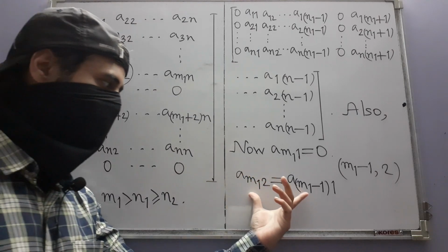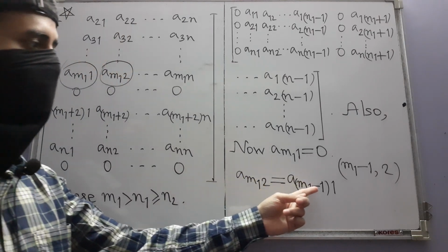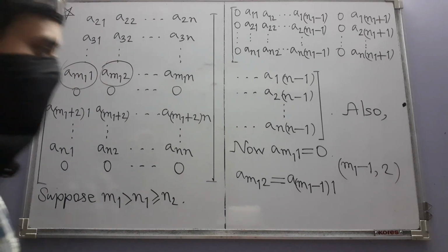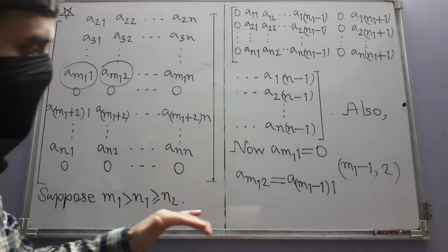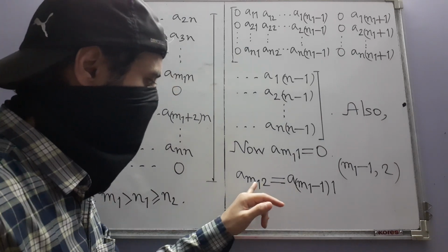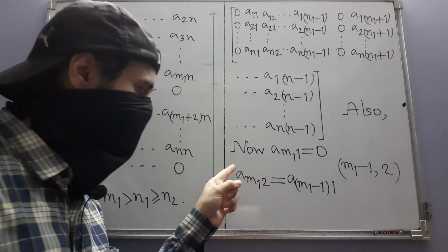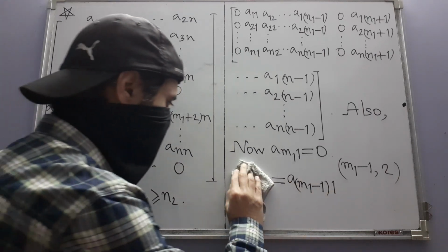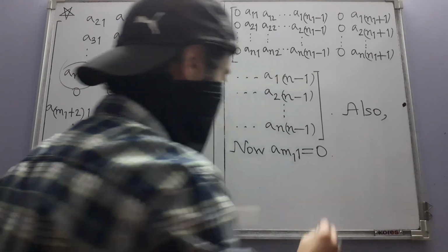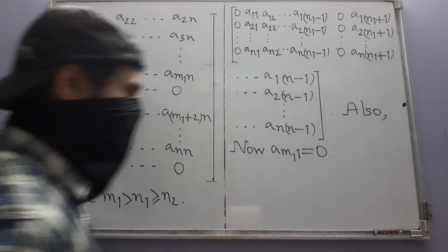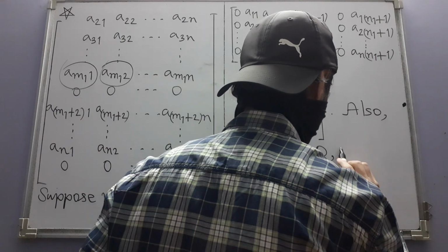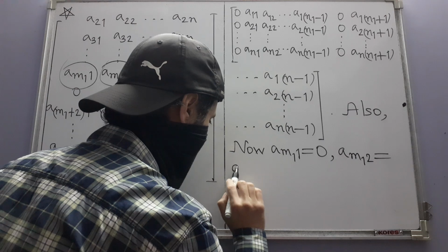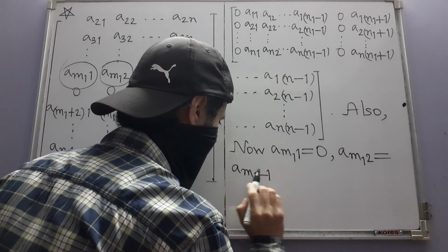So you get this new relation. A m1 2 is equal to A m1 minus 1, 1. Let's write that. Oh, and note one more thing. How are you getting this? You are subtracting 1 from both the indices. m1 becomes m1 minus 1, 2 becomes 1. Okay, let's put comma. A m1 2 is equal to A m1 minus 1, 1.